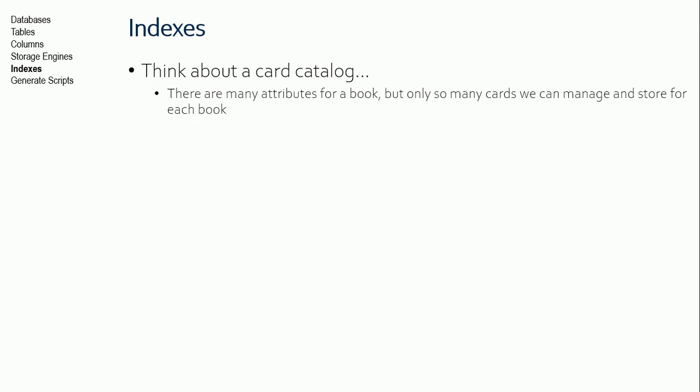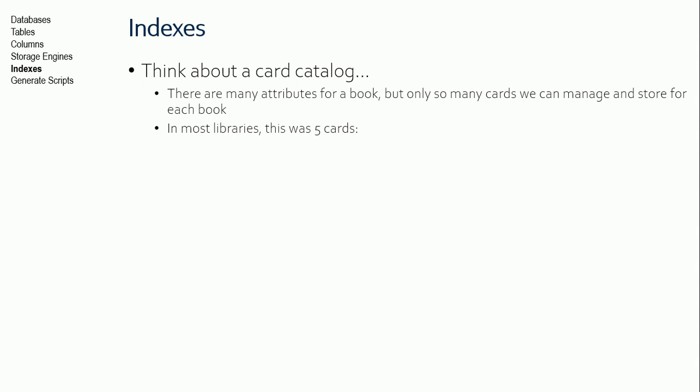So if you wanted to look up a book, there's many different attributes that could describe a book, right? You could have things like the title and the author and different subjects and so forth. So in most libraries, they would take any book that they needed to index in the card catalog, right?